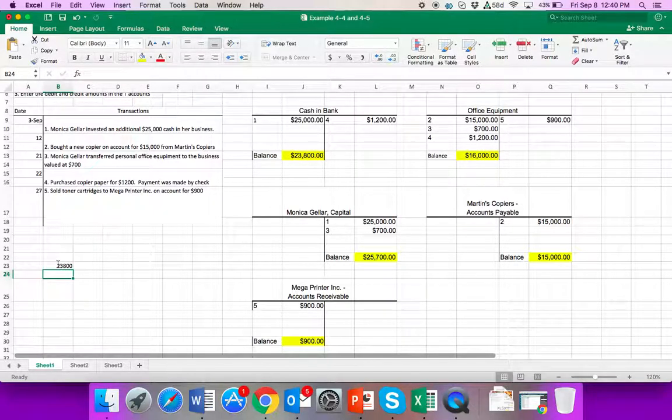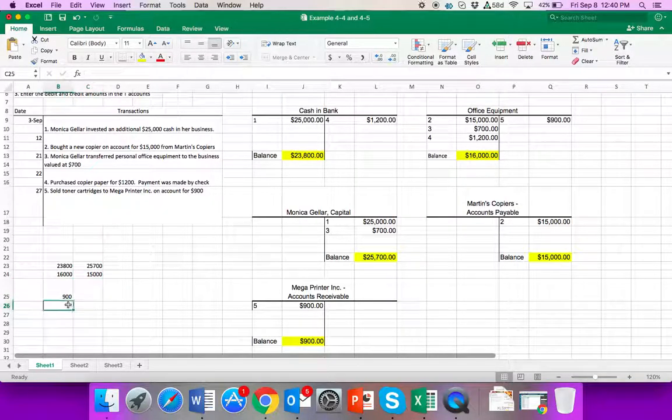Okay, if you were to add up all the debits, so we have $23,800 for cash and bank, $16,000 for office equipment, and $900 for accounts receivable, and then we add up all our credits, balances. So our capital is $25,700. Our accounts payable is $15,000.